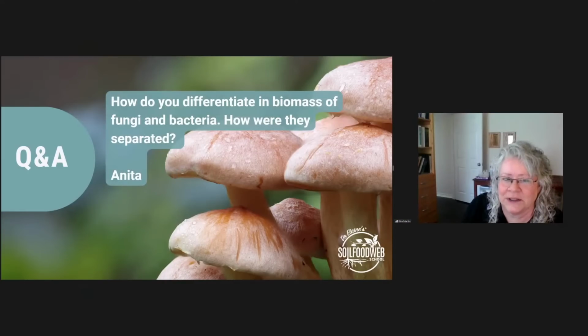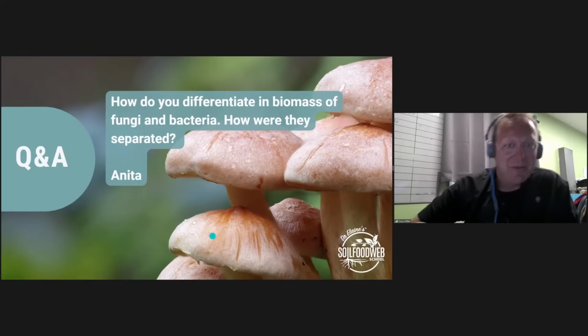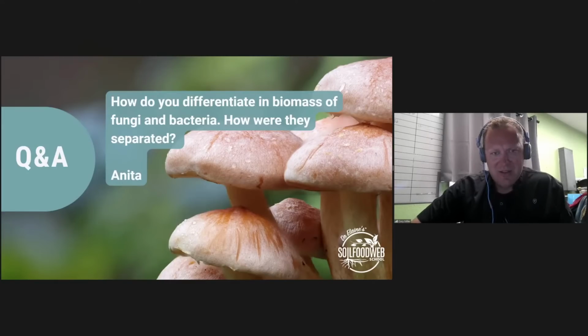Let's move on to the next question. How do you differentiate in biomass of fungi and bacteria? How were they separated? I'll assume that question was probably for me. And my background, of course, is not in measuring. I leave it to the scientists that do this testing for us. But I will say it's based on biomass. So, of course, fungi is much bigger than bacteria, but they are scaled to be equivalent and then measured on their total biomass. And the information that I gave, that's how it was completed.